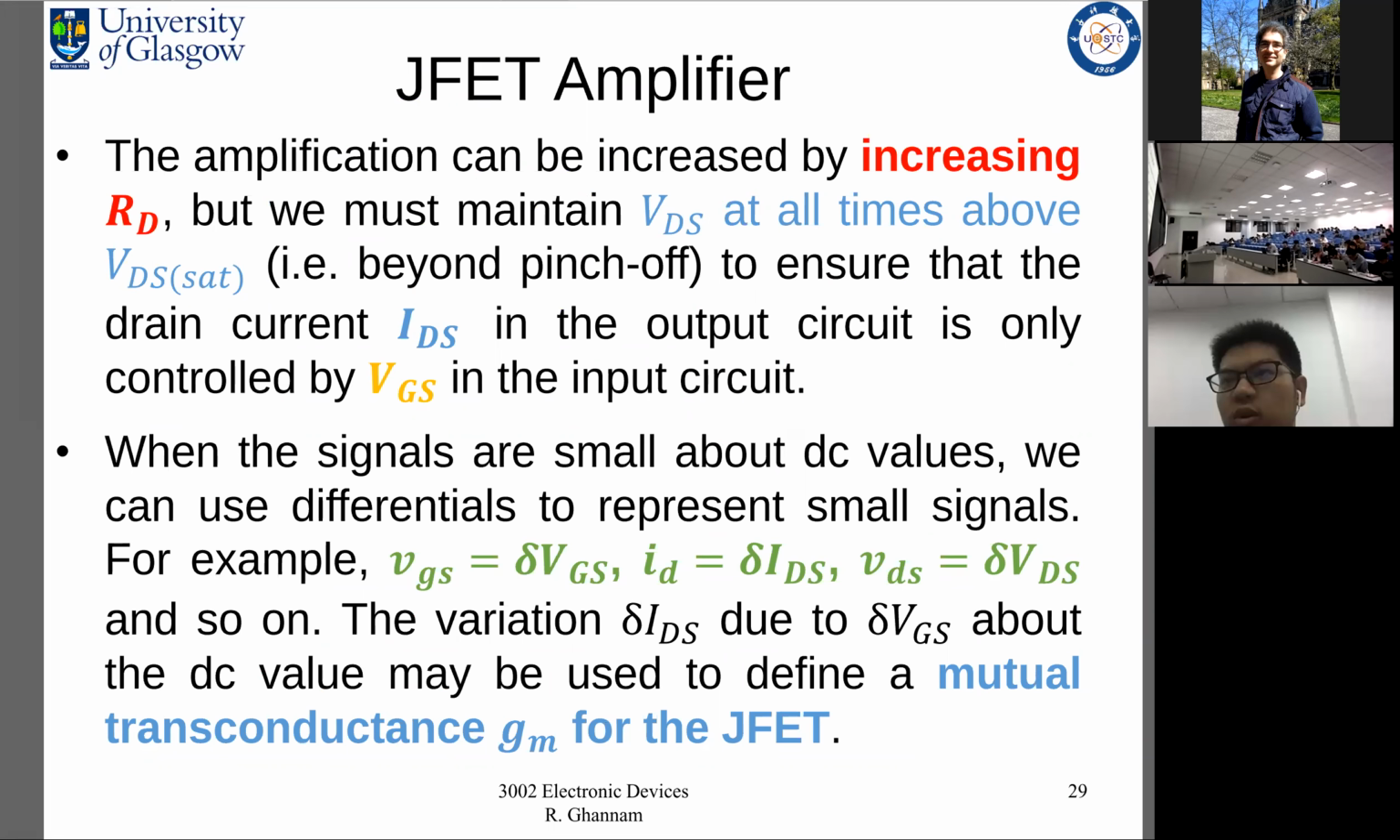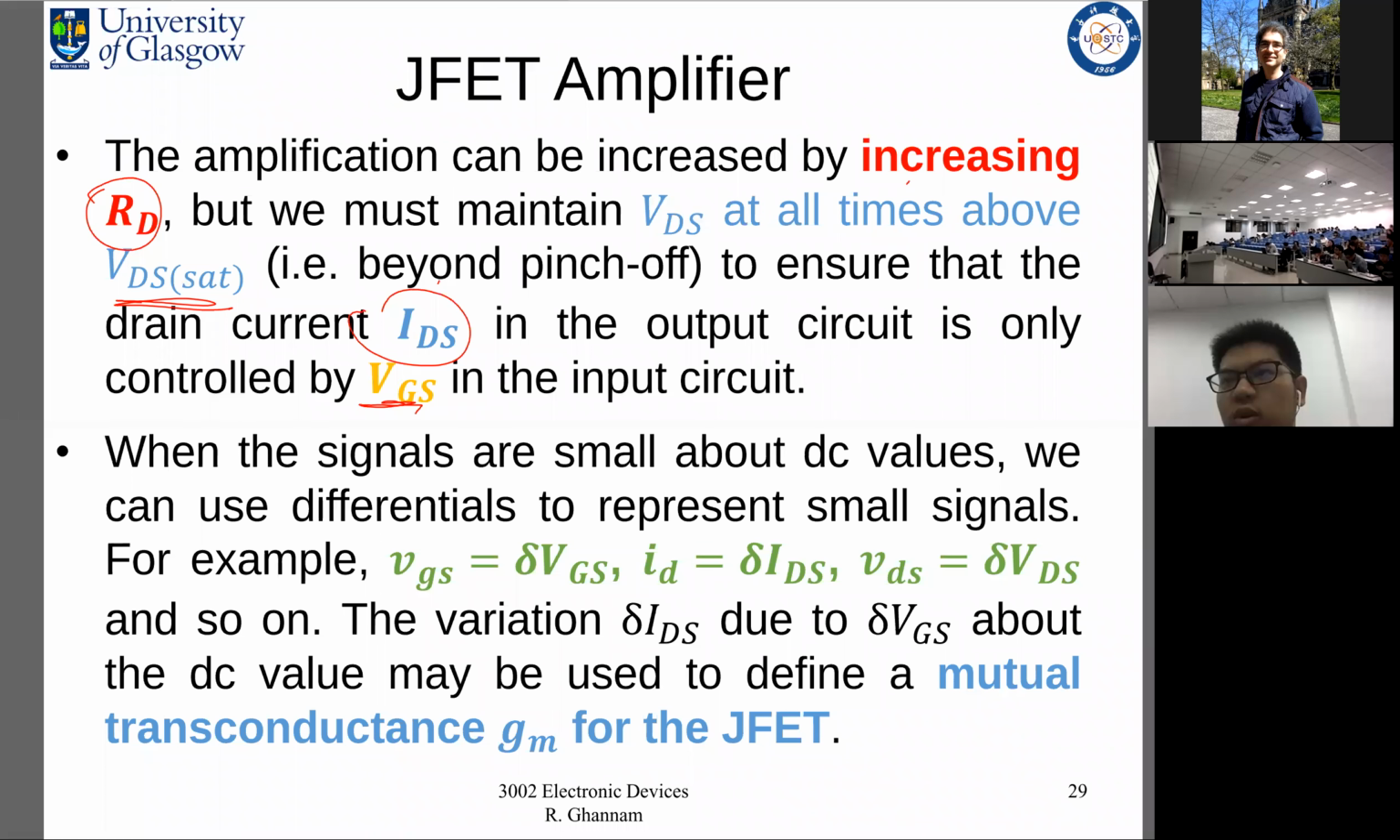For the JFET operating as an amplifier, the amplification can be increased by increasing RD, the resistance, but we must maintain VDS at all times above VDS SAT, i.e. beyond pinch off, to ensure that the drain current IDS in the output circuit is only controlled by VGS in the input circuit. When the signals are small, about DC values, we can use differentials to represent small signals. For example, small vgs means a change in big VGS. Also, small id is a change in IDS, and so on.